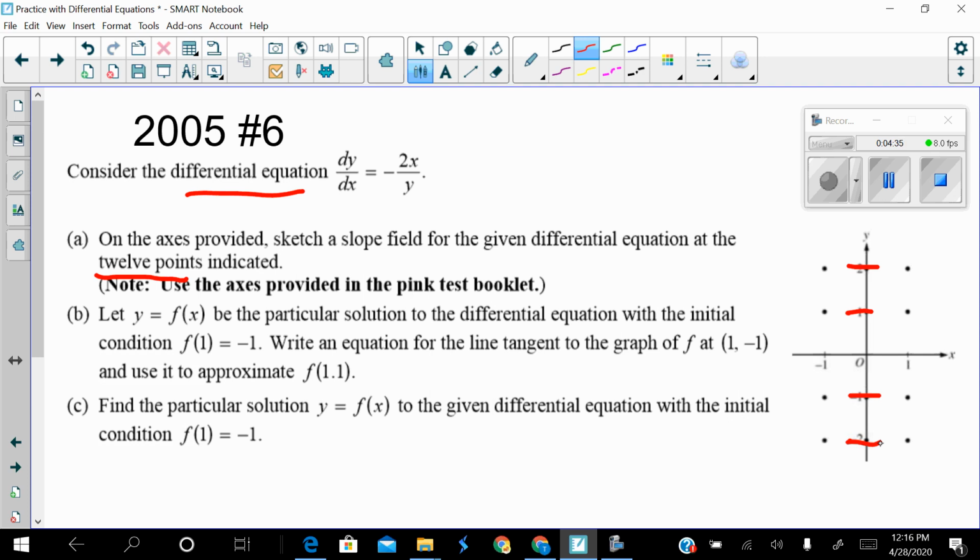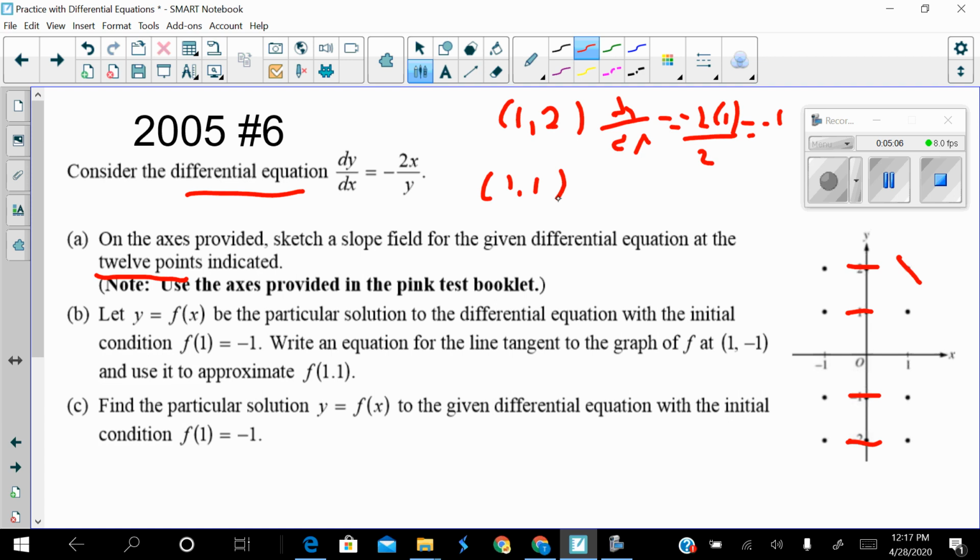So let's look at the point (1, 2). There, the slope is going to equal -2 times 1 over 2. So that equals -1. So I have to draw a little line segment with a slope of -1 there. And then at the point, let's do (1, 1).